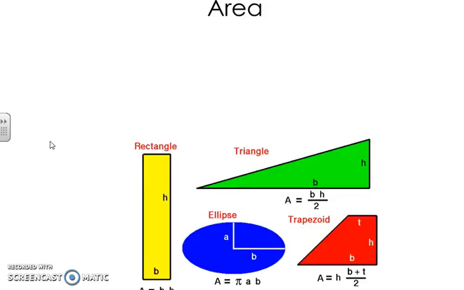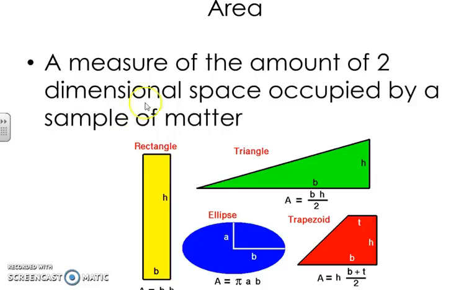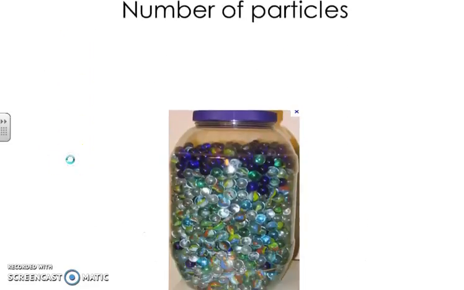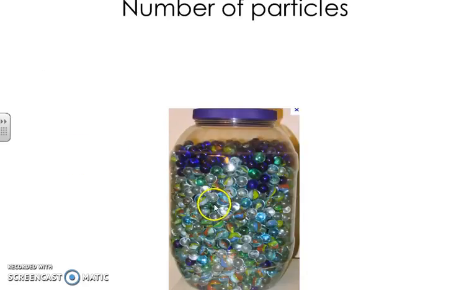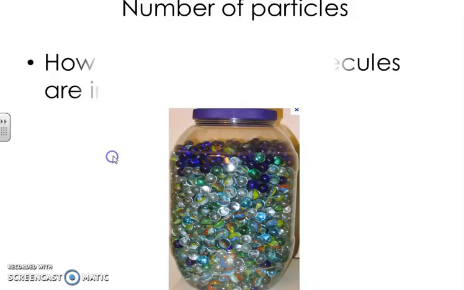Area would be another. The more you have, the greater the area. So this would be a measure of the amount of two-dimensional space occupied by the sample. Number of particles in a sample also. The more marbles we have in a jar, or the more atoms we have in a sample, more than likely, the more of that material we actually have present in the sample.